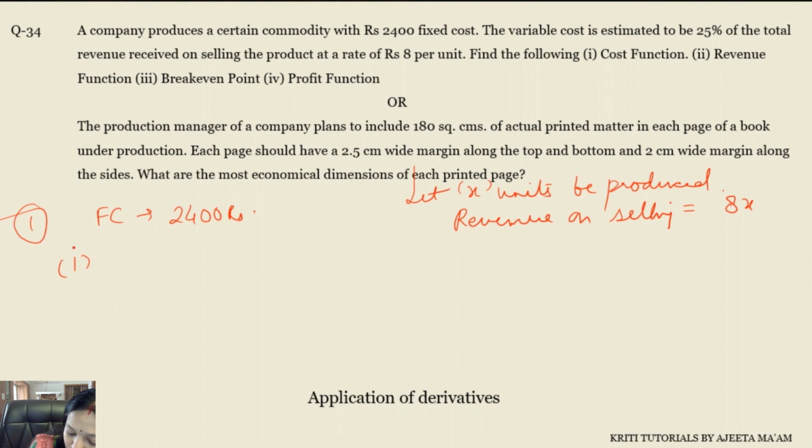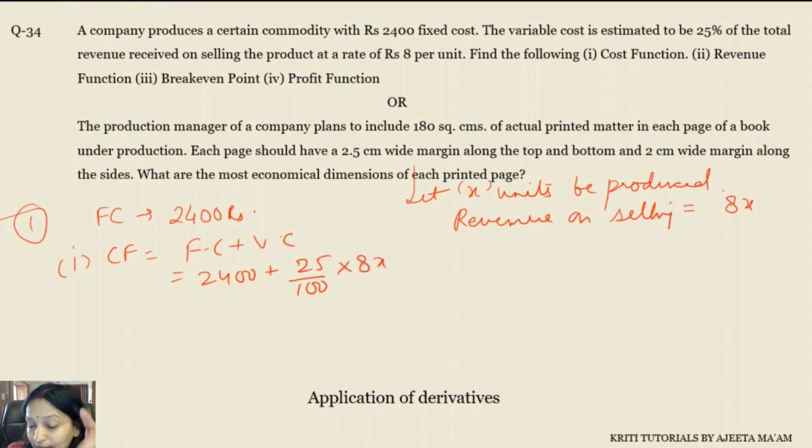सो नाउ फर्स्ट पार्ट अगर हम करते हैं, सो कॉस्ट फंक्शन क्या हो जाएगा हमारे पास? फिक्स कॉस्ट प्लस वेरिएबल कॉस्ट एंड विच इज 2400 प्लस 25% ऑफ 8x. Not x, 8x because that's your revenue. Correct? Now let's do it. So 1, 4, 2. So what's your cost function? 2400 plus 2x. Right? So that is what we have. Clear to all? Right? So this is what we have.